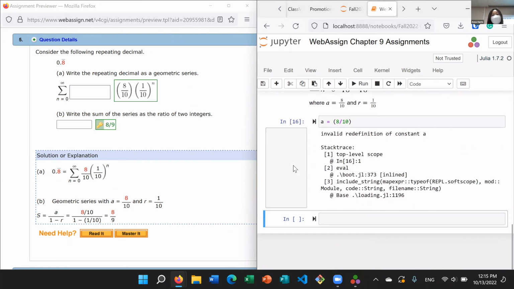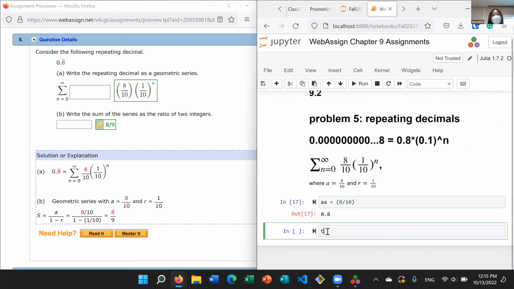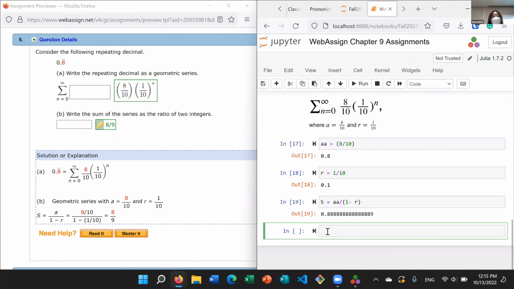So in this case, if I want to, I can use just AA. That should work. And then my R is what? 1 over 10. How do you find your sum? S equal to, what does the formula say? AA divided by 1 minus R. So you get 0.888, so that's your answer. It is going to be 0.888 repeating. So you get 0.8888. When your answer is, right?